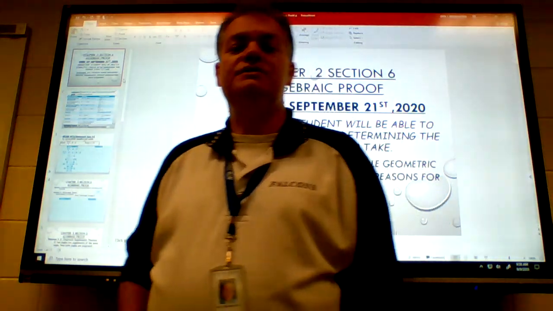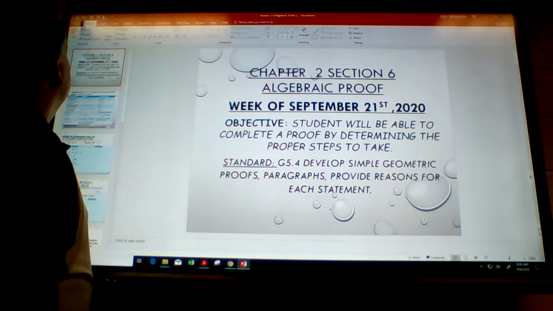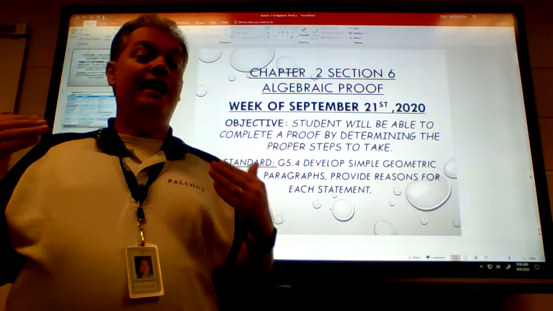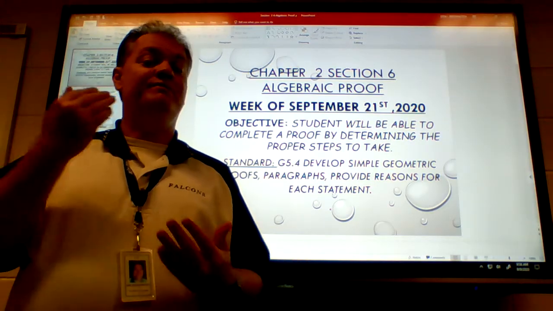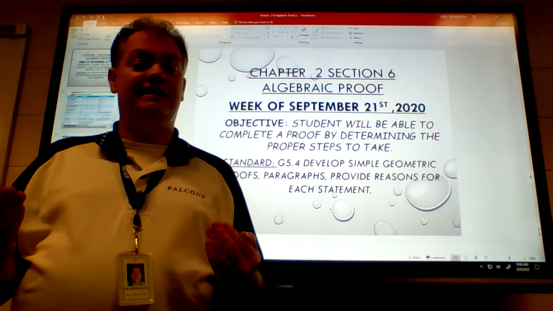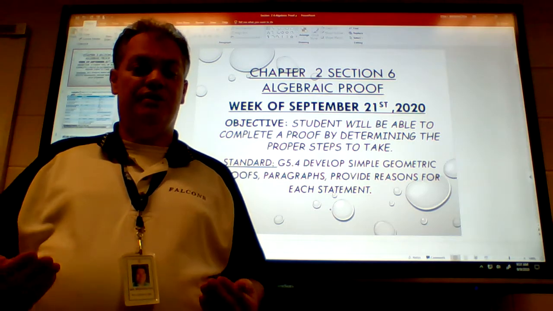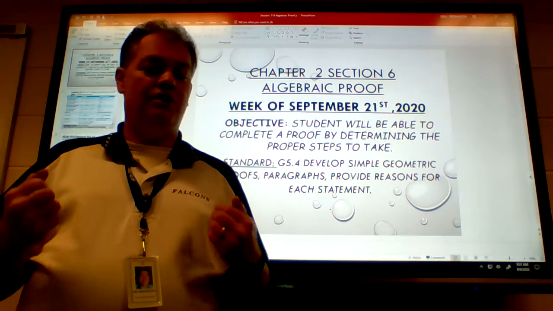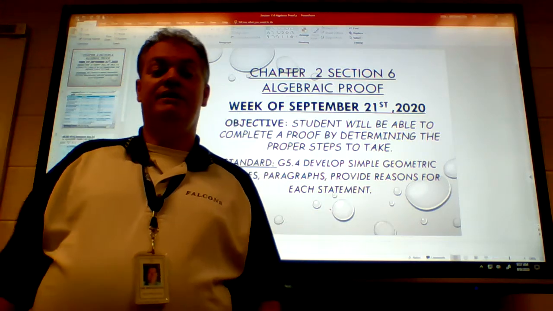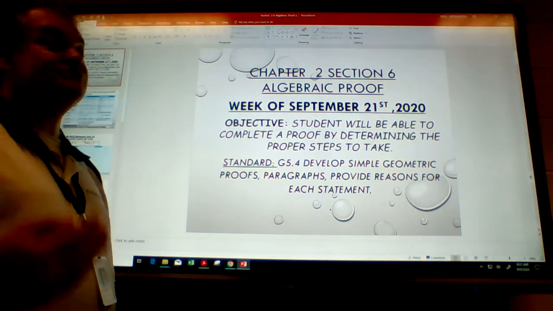Okay, let's talk about section 2.6 and more of the algebraic proof. You'll notice that we're talking a lot about algebra here, but as you get higher and higher in mathematics, whether it be algebra 2, pre-calculus, calculus, AP stats down the road, or trigonometry, they all involve algebra. Algebra is the foundation for all math that you're going to be using, not just here, but anywhere else you go beyond here. So we gotta get algebra. Even though it's geometry class, we're going to be using a lot of algebra.